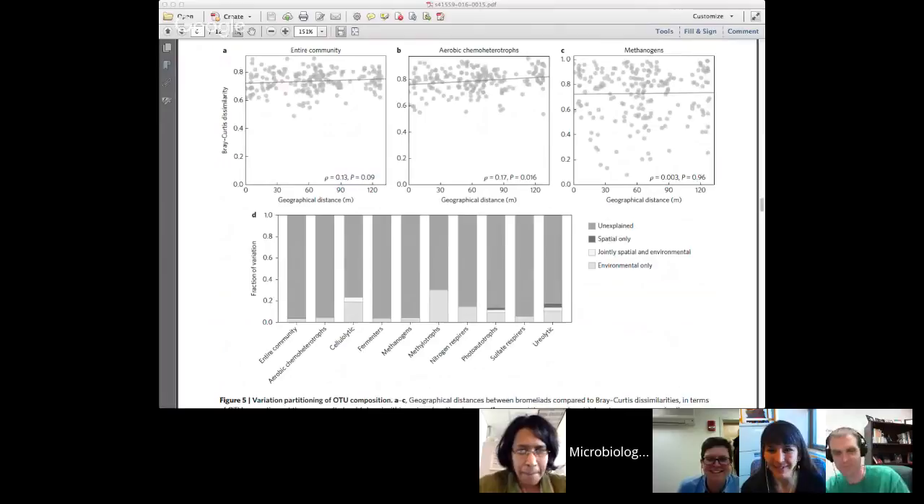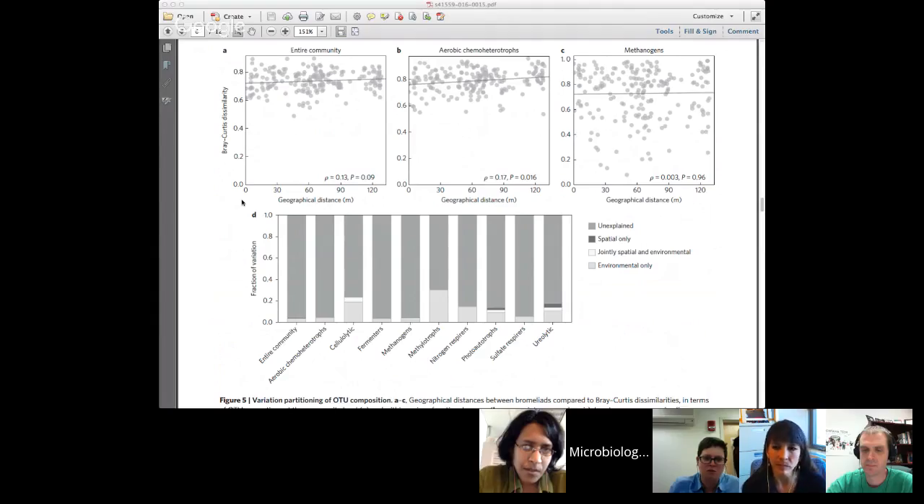Yeah, I thought I would pop it up there because you were talking about the geographic distance. So they tried, like you said. They're like, okay, let's see if there's geographic distance on the x-axis, and then they've got Bray-Curtis dissimilarity on the y-axis. And so they're trying to see if they've got some relationships between microbiome community structure and geographic distance, and they don't really. It's just not there.